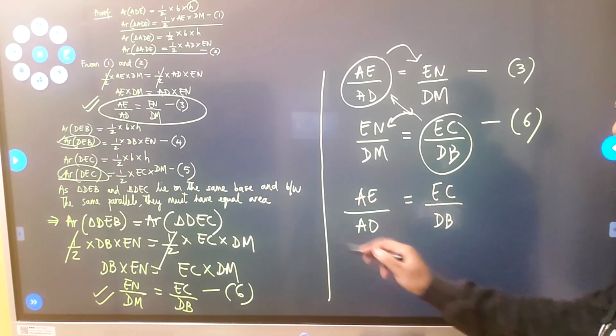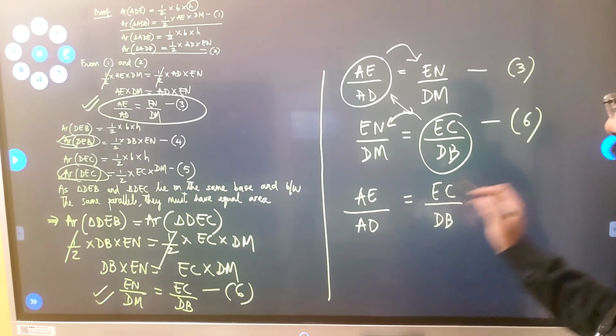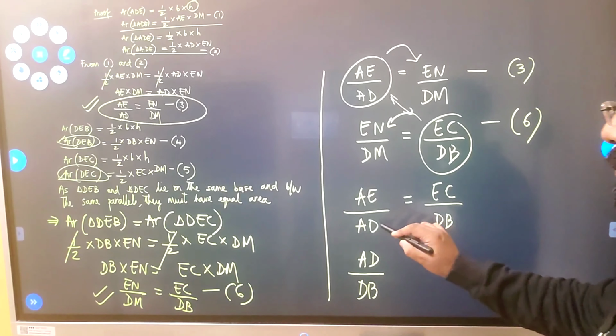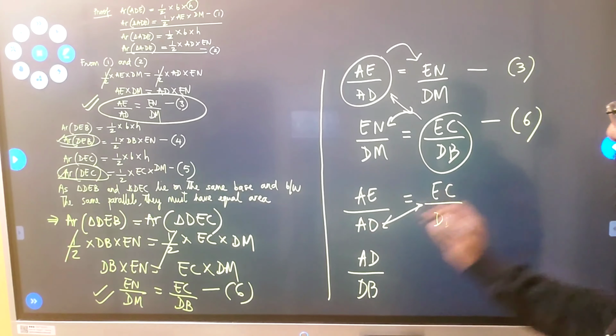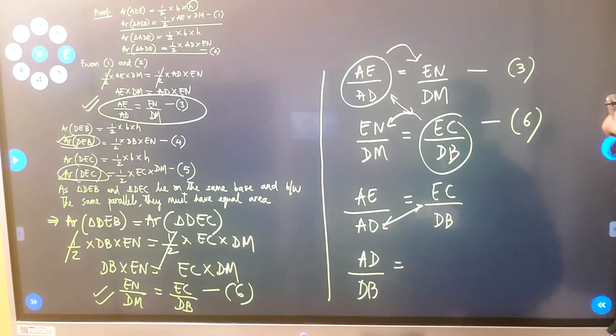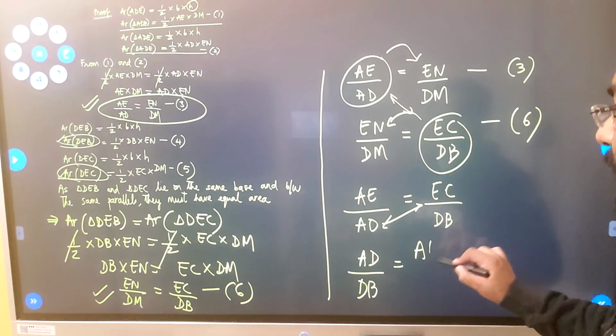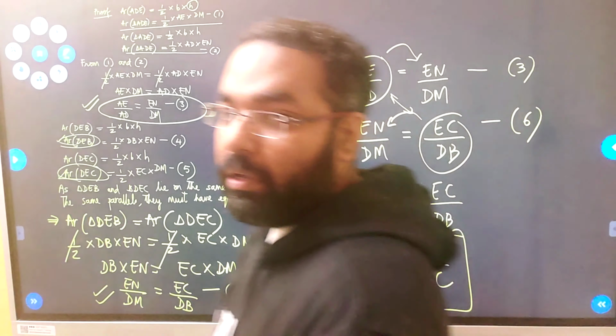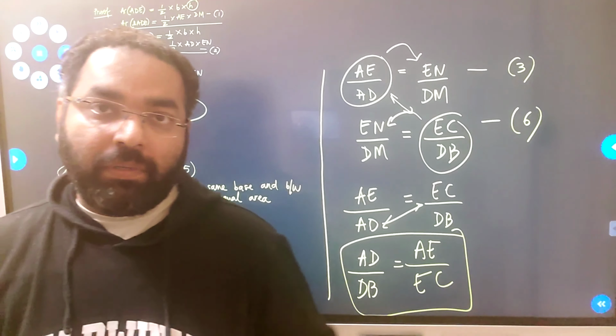Alright, now just cross multiply, bring EC down, bring AD on top, so I get AD by DB. I'm pushing this on top and I'm bringing this down. So just interchange these two positions. AD by DB becomes equal to AE by EC. And this is your proof for basic proportionality theorem.